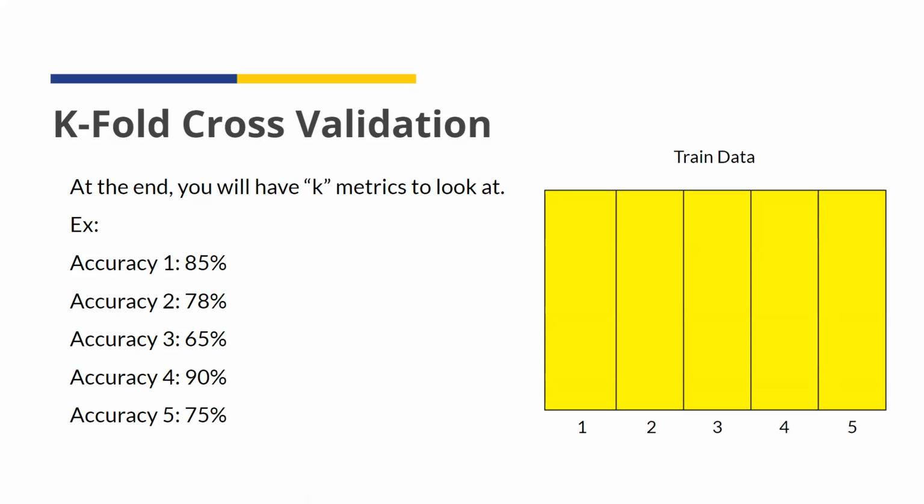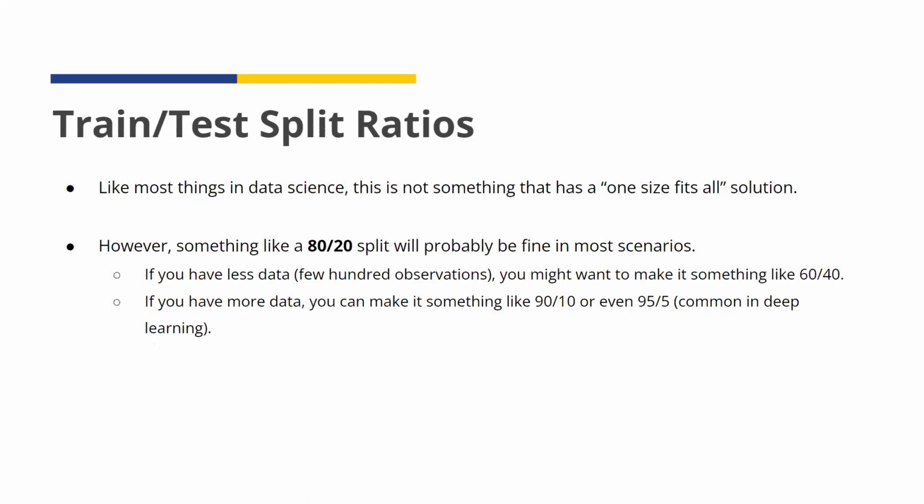And we'll get a pretty good idea of how accurate our model is by taking the average of all these different accuracy scores and using that as our metric. So yeah, like most other things in data science, there's not really a one-size-fits-all rule for this.